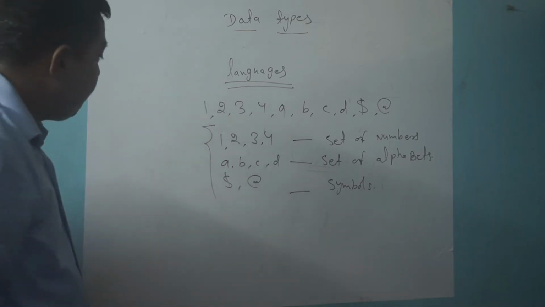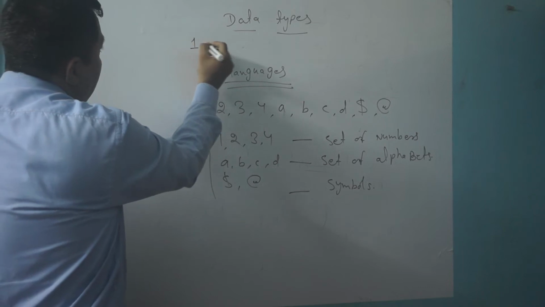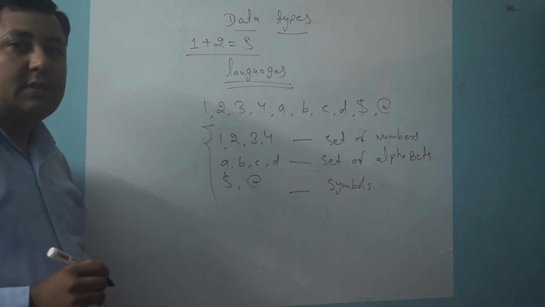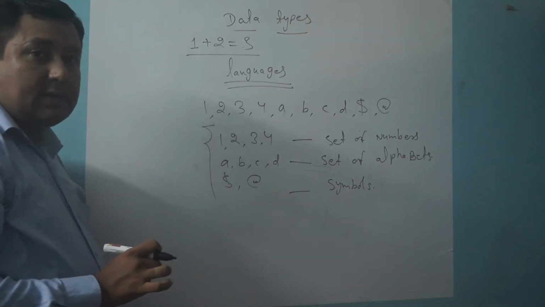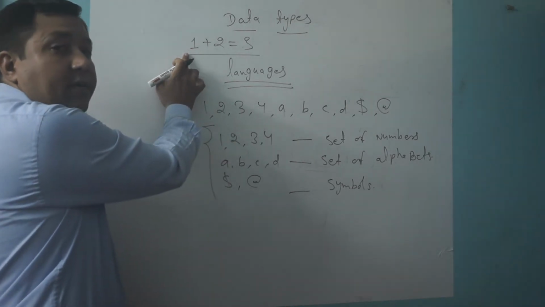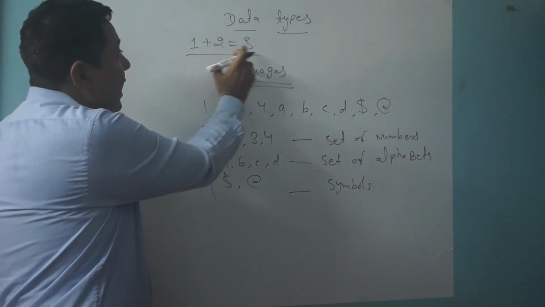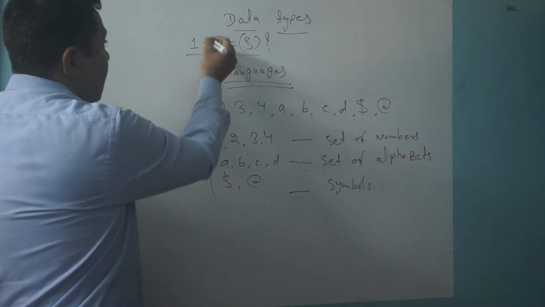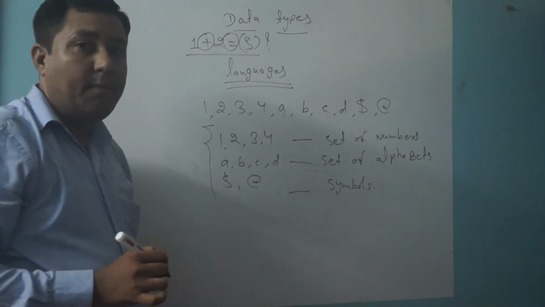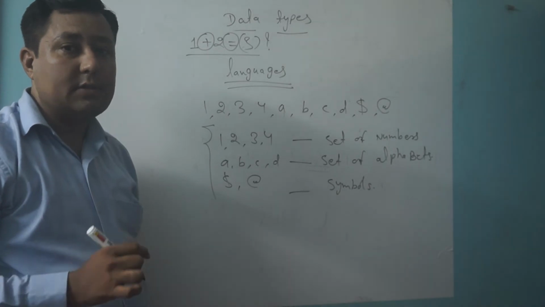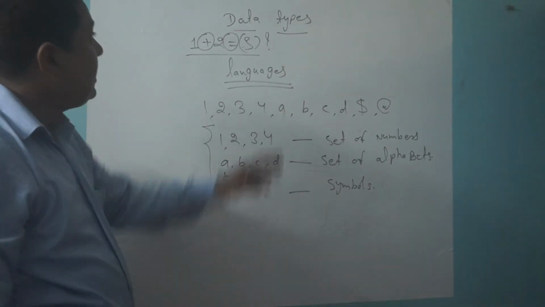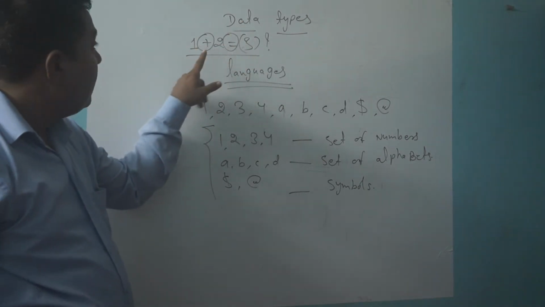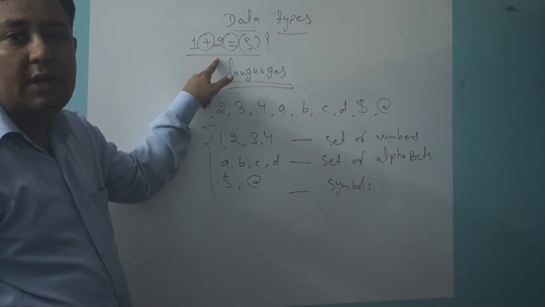So, if we give input like this, a system can understand that this is a kind of number, this is a kind of number, and this is the required number, and certain operations must be performed on that. So, using the data types, a language can determine the given input and perform certain operations on that.